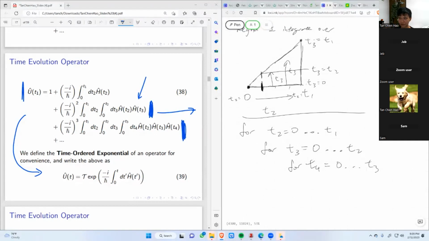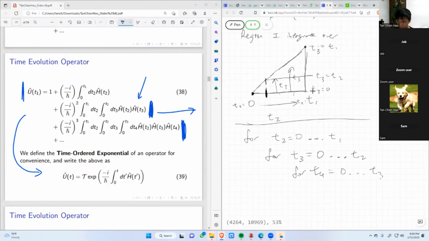Yeah, I just wanted to draw this analogy with nested for loops, if you know coding. So if we draw this triangle, then one can realize that... what does this triangle represent? It represents the region I integrate over. But what is this region? Every point inside this region corresponds to an h of T2, h of T3, and so on, where T2 is always greater than T3.